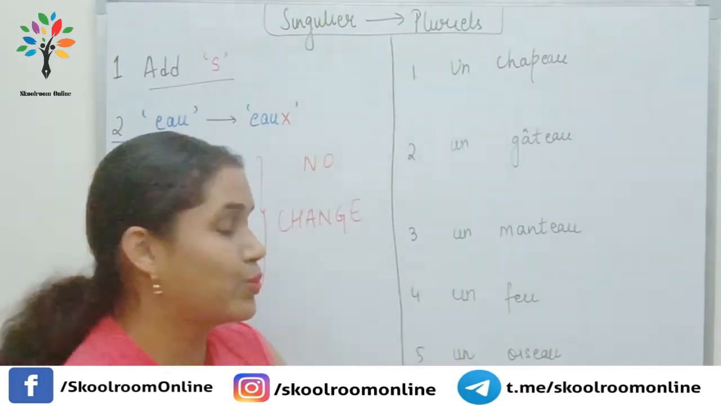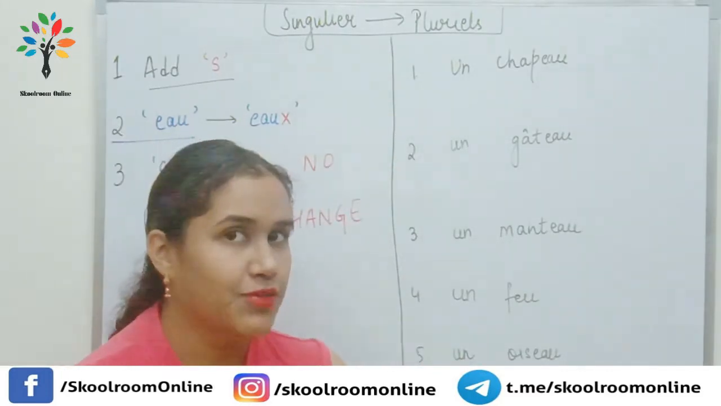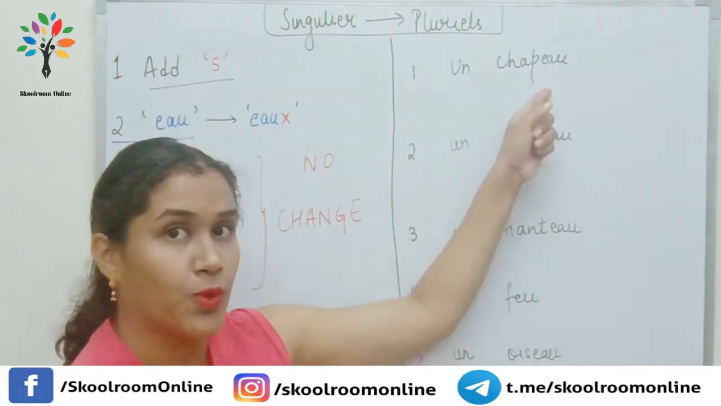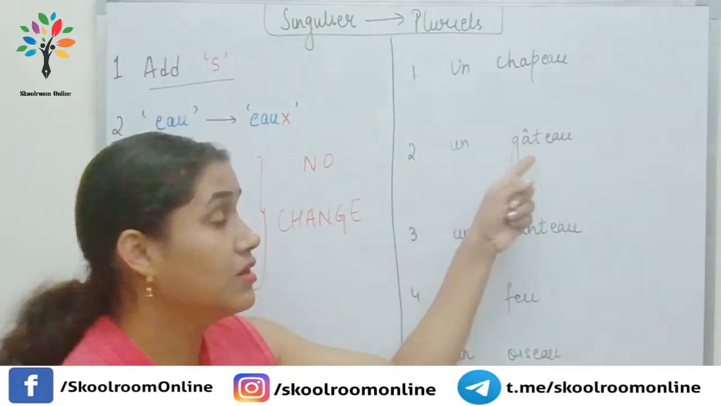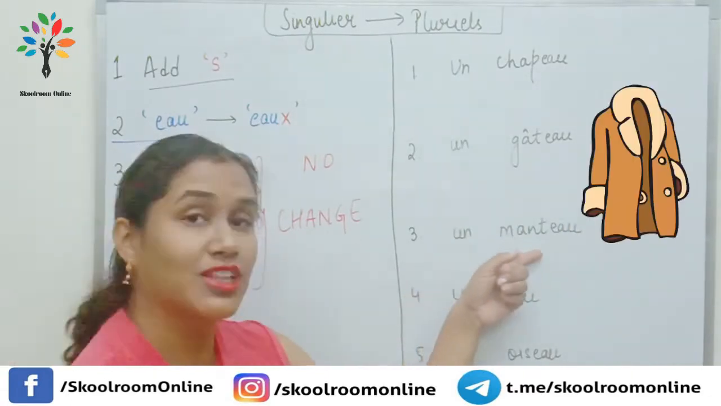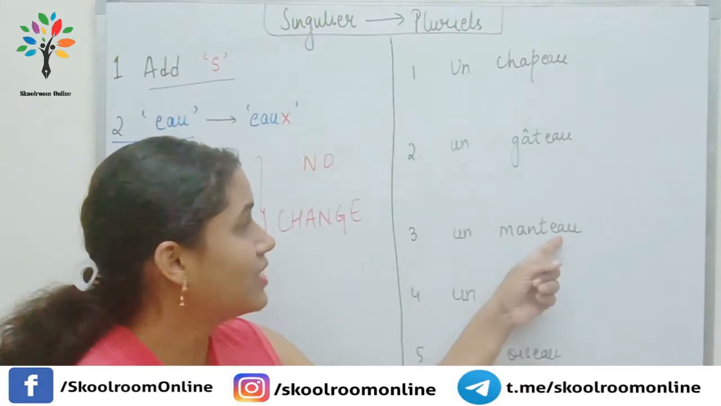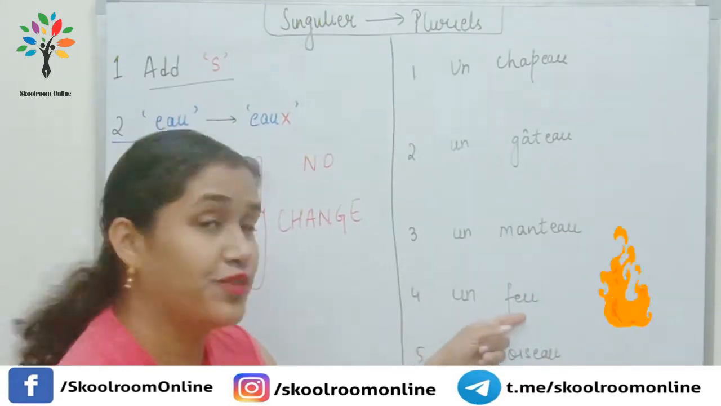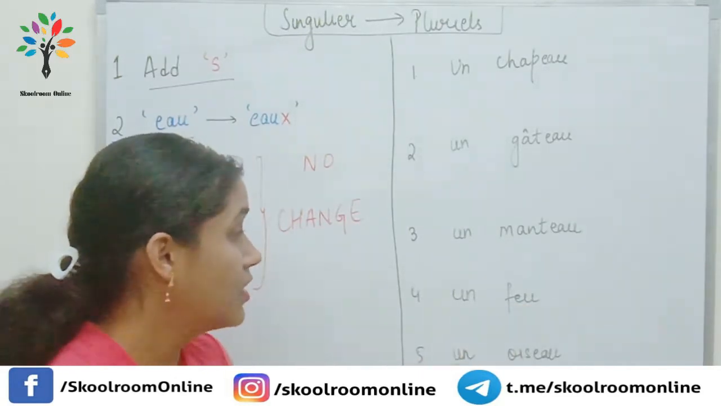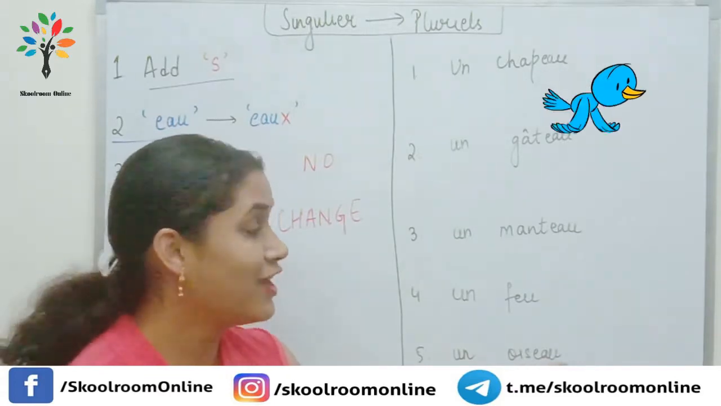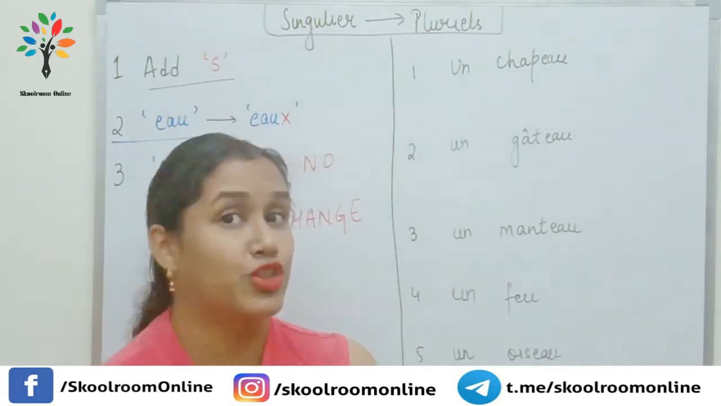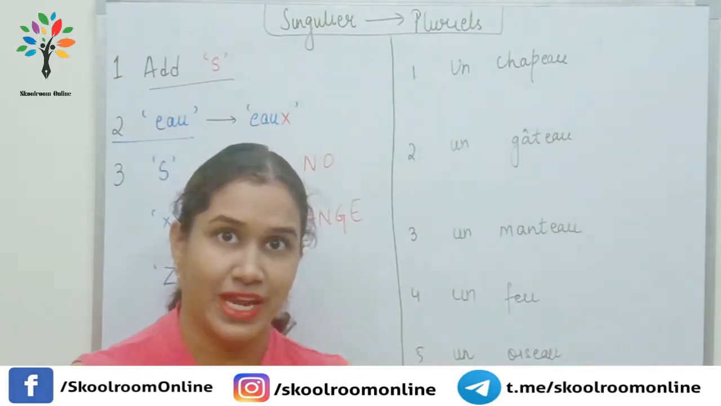Okay, so here are a few words. Now, if you look at them carefully, they are ending in E-A-U. A chapeau, a hat; a gâteau, a cake, E-A-U. A manteau, a coat, E-A-U. A feu, that's fire, it is ending in E-U. Then we have an oiseau, E-A-U. So you see, all these words are ending in E-A-U or E-U, right?